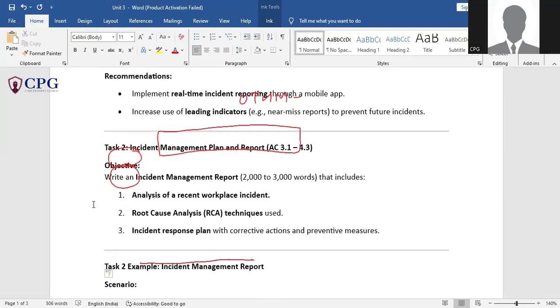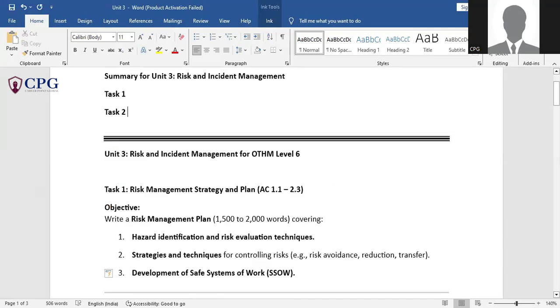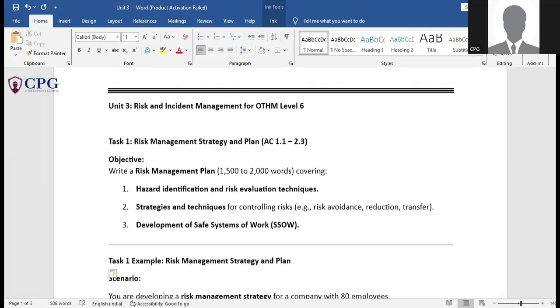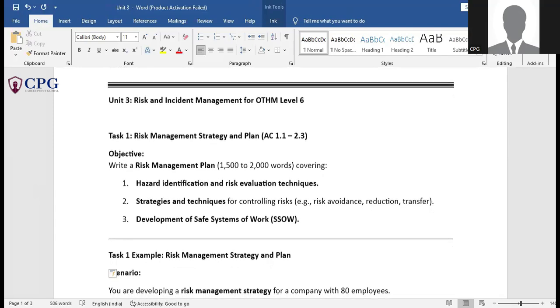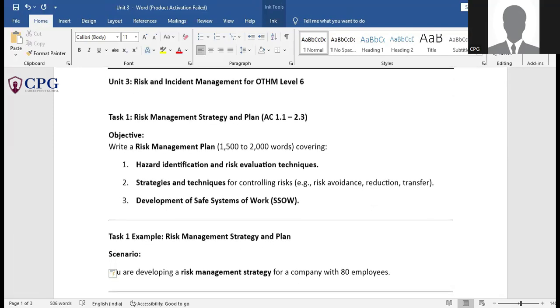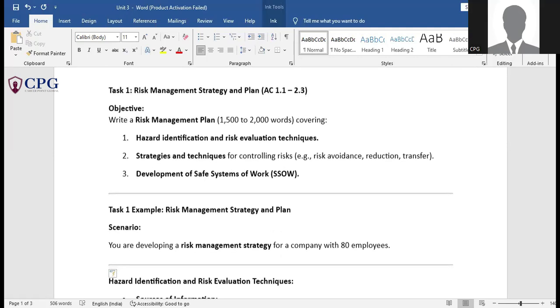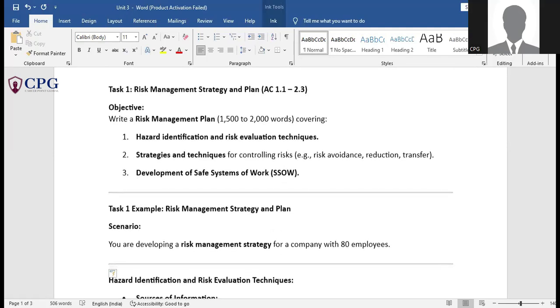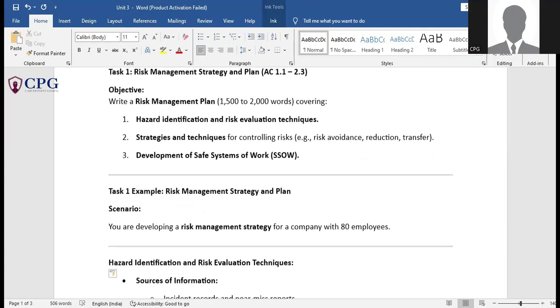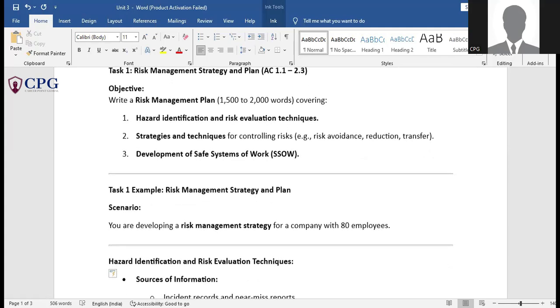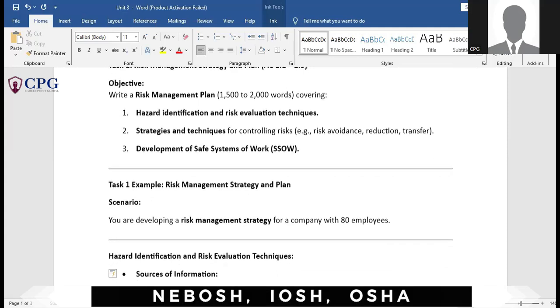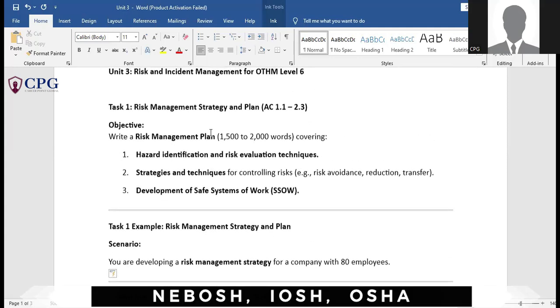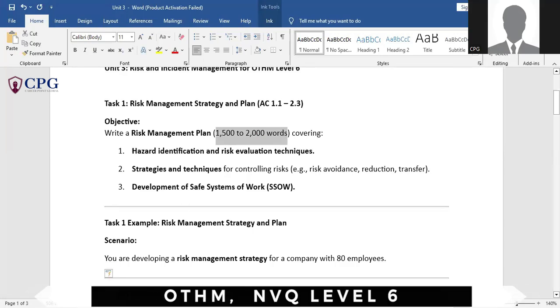So in this task 1, we will be understanding what are the risks associated in the company. What are the hazards? Basically, we will be checking what are the hazards in the company, what are the techniques that you are using to understand the hazards, and what are the safe systems of work and safe operating procedures that you have implemented. You have to make it 2000 words again. So this is more about risk and incident management.